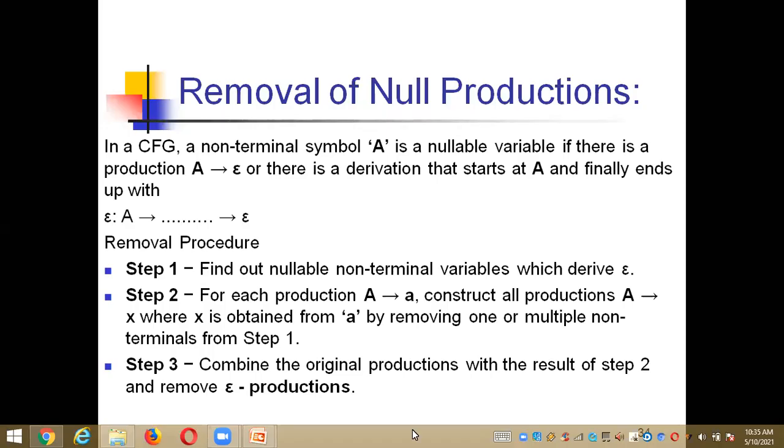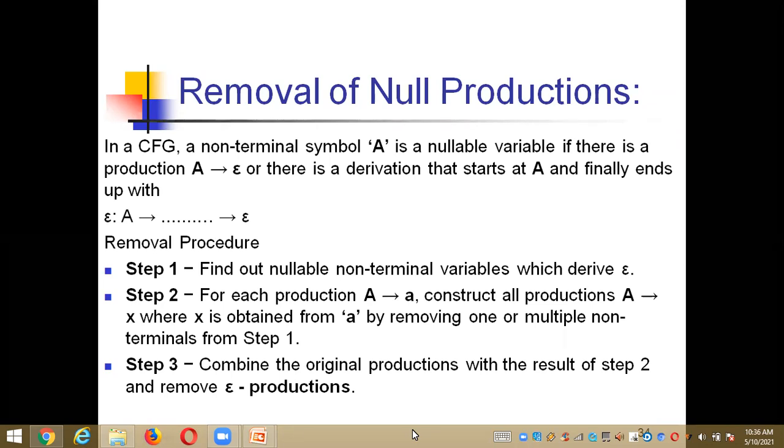Today's concept is about removal of null productions, and this is one of the ways that we need to simplify context free grammars. As I already said in the last class, we have three ways of removing or reducing context free grammars. The first one is removing useless symbols, the second one is removing or reducing unit productions, and the third one is removing null productions, right?